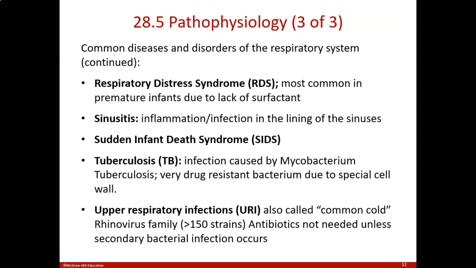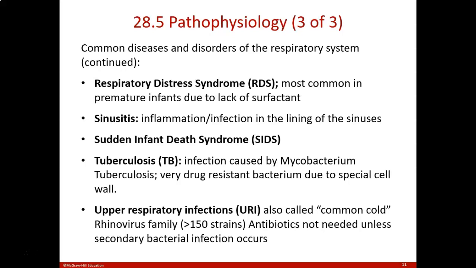All right, and so this is the last set of diseases from the book. Respiratory distress syndrome is acronymed RDS. We actually see this commonly in premature infants. If that infant is delivered before a certain point, and it can vary, any infant before 35 weeks is at risk for this, but it does tend to be more common in the 28 to 32 range.